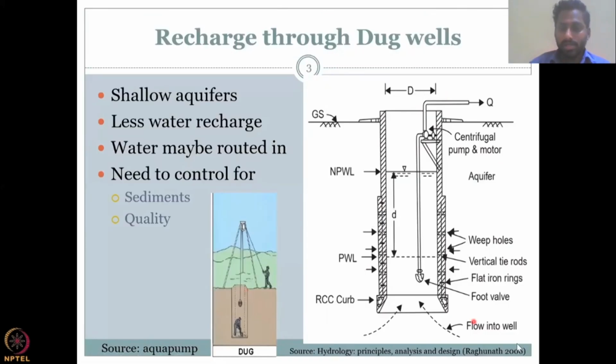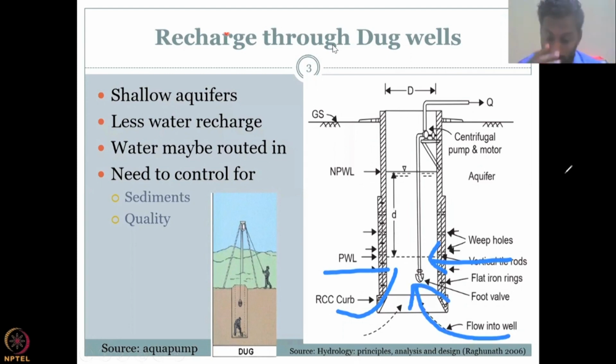Let's look at how the recharge happens. I'll use this dug well as an example. For example, initially your water was moving in through the walls of the well, and so it is recharging the well. Okay, and then you use a pulley or some pump, and then you take water out. So this is the normal scenario.